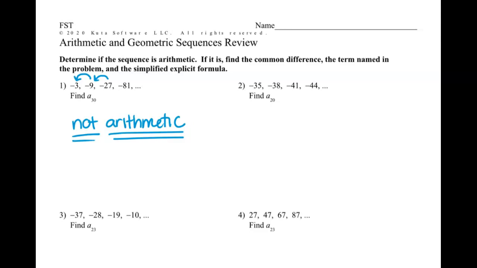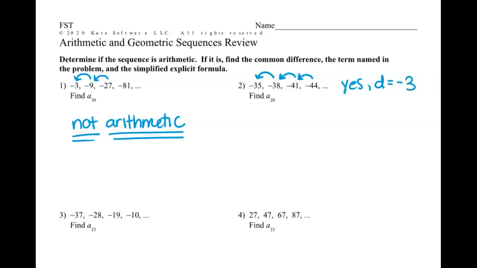-38 minus -35 is -3. -41 minus -38 is -3. -44 minus -41 is also -3. In other words, to get to the next term, you'll subtract 3. So yes, it's arithmetic. And our d, our common difference, is -3.